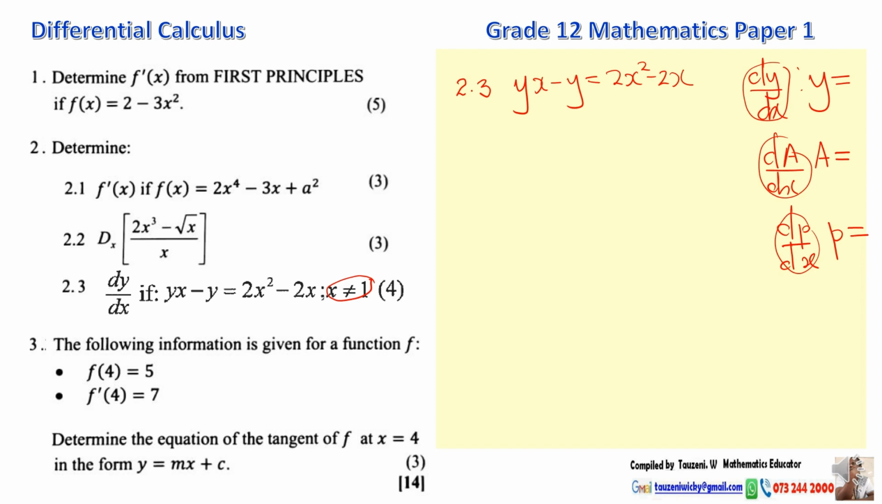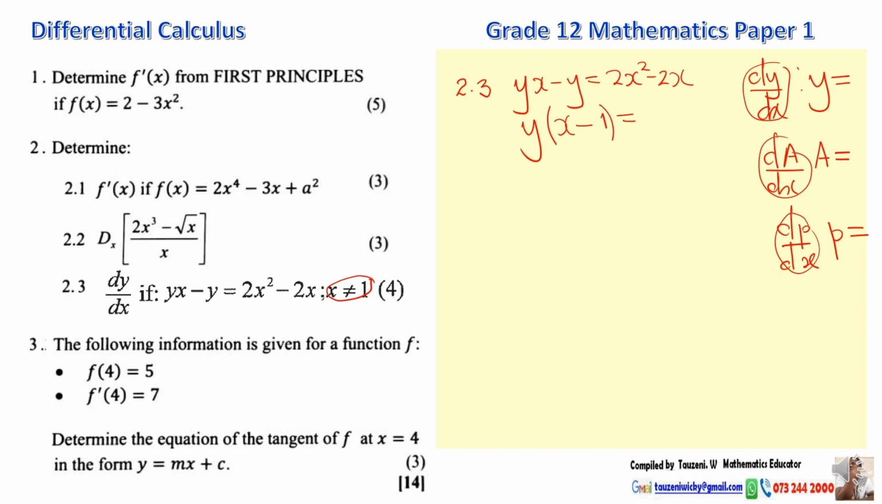So I want to find dy/dx here. Before we differentiate, we must make sure that y is the subject of the formula, and y is appearing in two terms. So to make sure there is one y in the equation, we use factorization. We factor out y from the first two terms, giving us y times (x minus 1).